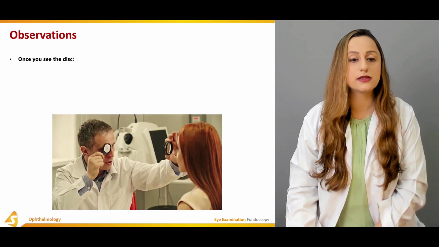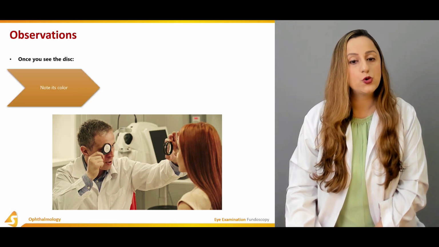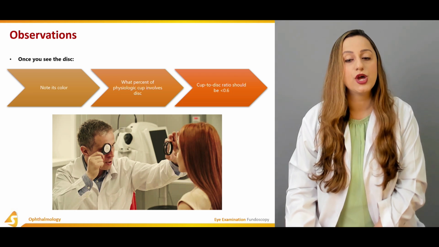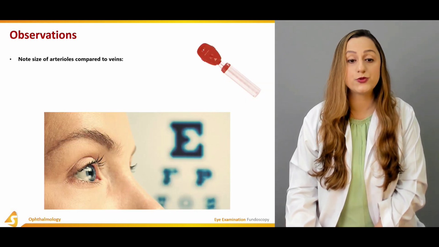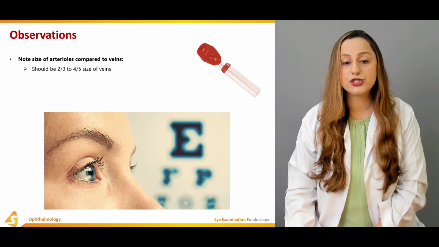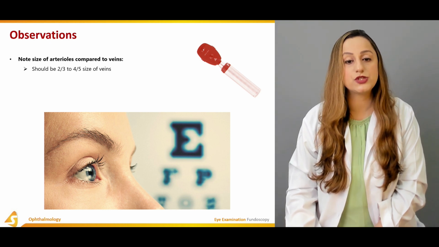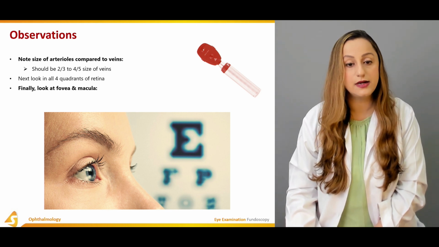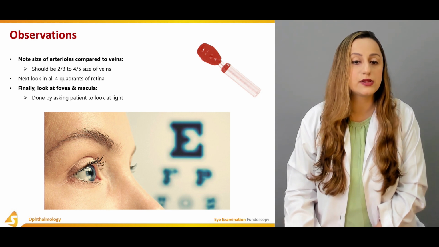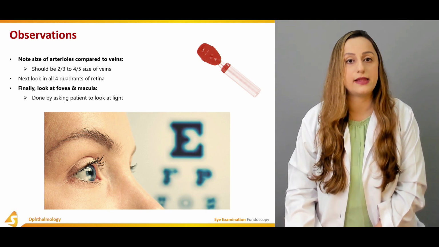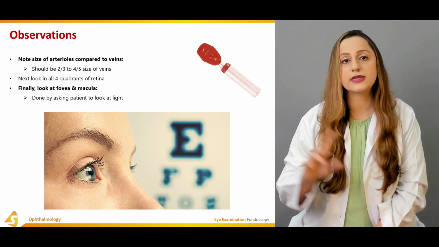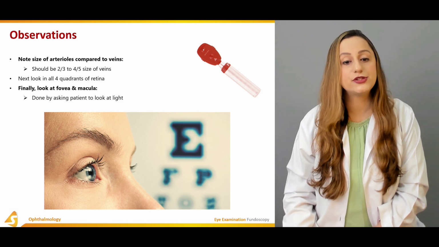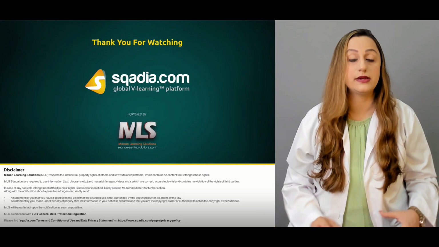Now the observations include, once you see the disc, note its color and what percent of physiological cup involves the disc. Cup to disc ratio should be less than 0.6. Note the size of the arterioles compared to the veins, which should be 2/3 to 4/5 the size of the veins. Next, look in all the four quadrants of the retina. Finally, look at the fovea and the macula, which is done by asking the patient to look at the light. So rather than focusing on something at the wall, you're going to ask him to focus on the light, and then you're going to see the fovea and the macula in the patient.